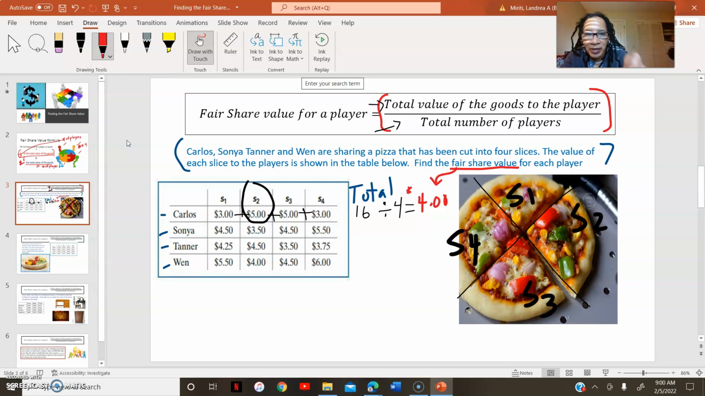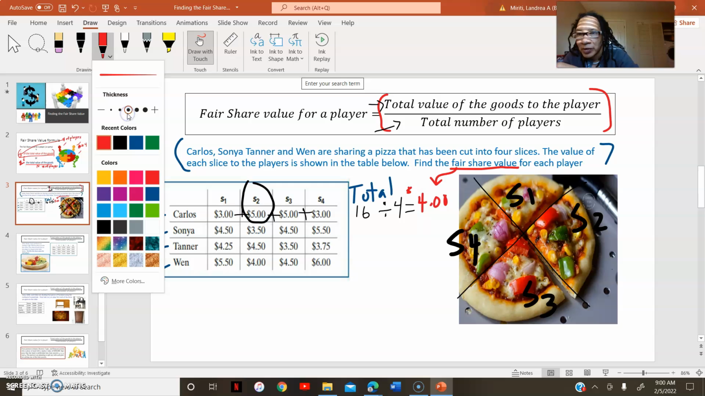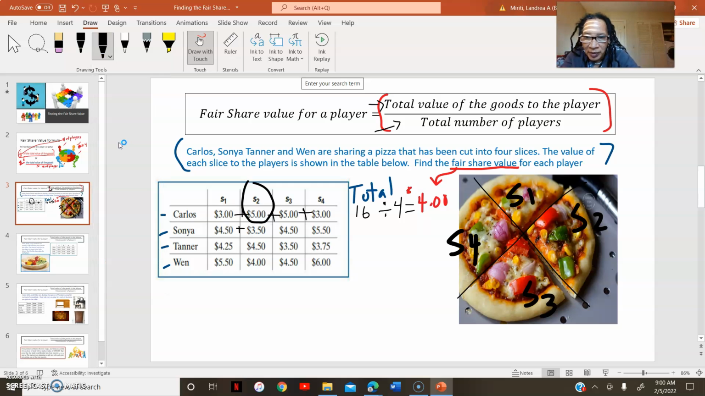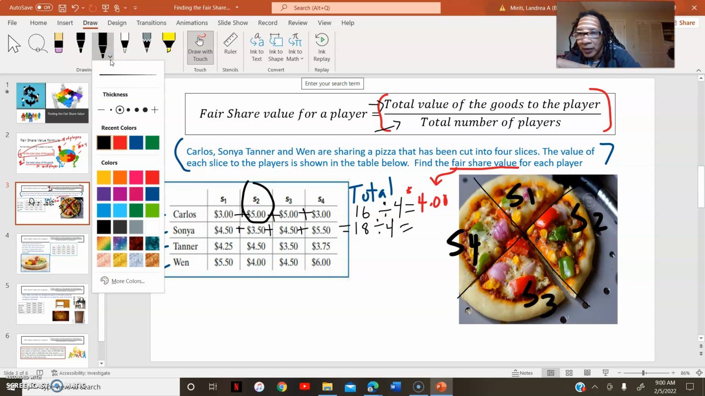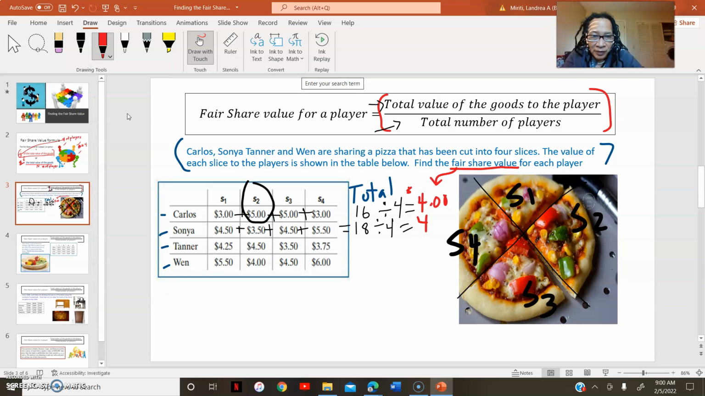And we can do the same process for all of the other players here. We add across. And for Sonia, I think we get a total of 18. And 18 divided by 4 gives us a fair share value of $4.50. And we could do the same here for Tanner. If we add across, I believe we get 16 again. If we divide by 4, we get a fair share value of $4.